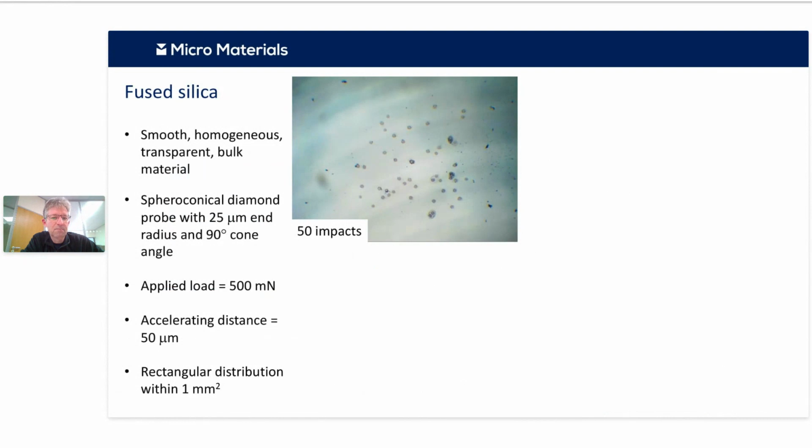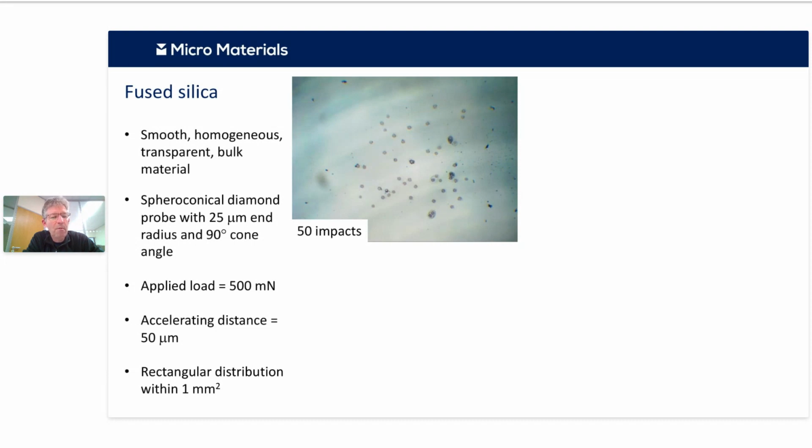nanomechanical test standards, essentially. And we didn't want to polish them before testing, so we looked to look at the real surfaces. But before we went on to that, we looked at some bulk standard well-characterized glasses. So here is an example with fused silica. So here we've got 50 impacts within a square millimeter essentially here, with a rectangular distribution used in this case.